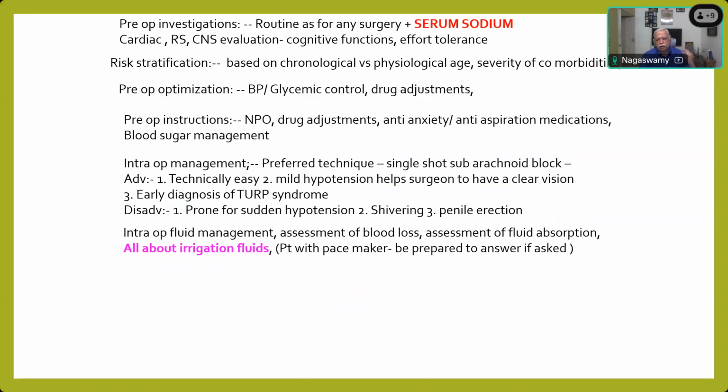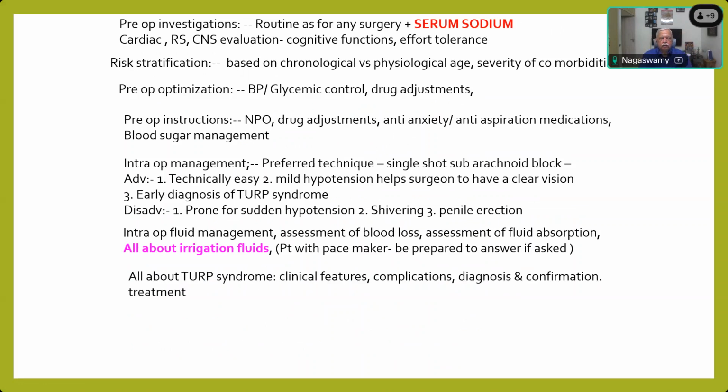Intraoperative fluid management: you have to assess the fluid loss, blood loss, assessment of fluid absorption, and you must learn all about the irrigation fluids. And sometimes they may twist the question by saying that a patient having a pacemaker may come for TURP. I have done about 3-4 cases in my career. So spinal is not contraindicated, but you must take care that the pacemaker is not affected by keeping all the electrical interference far away from the patient.